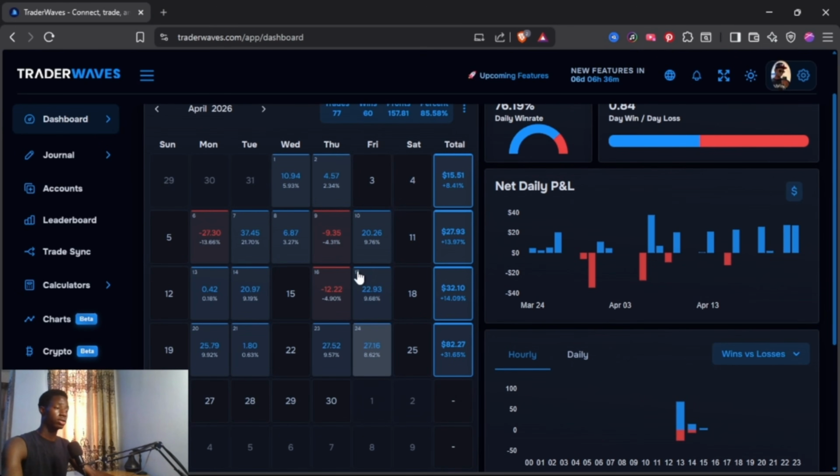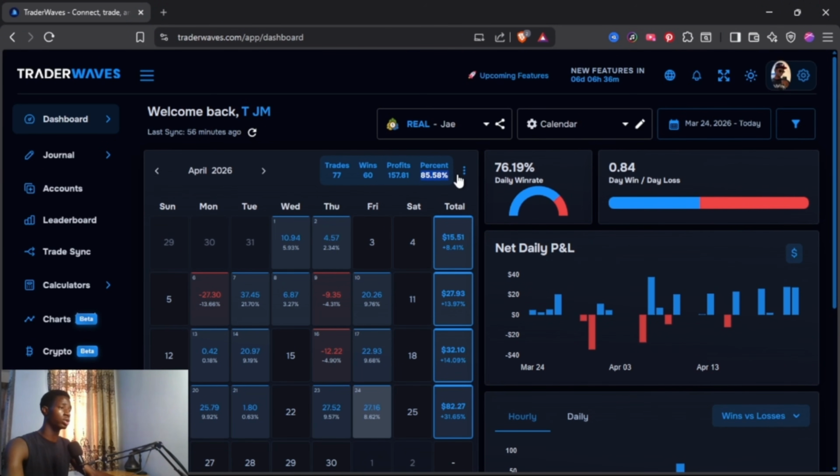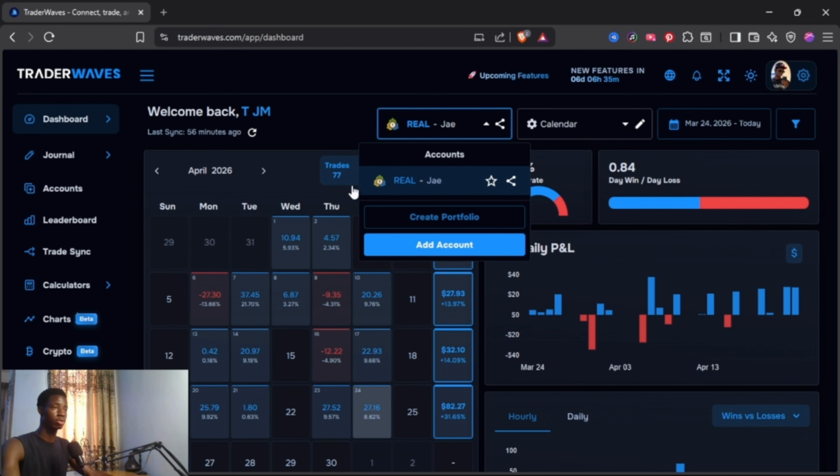That was it for this week. Crazy enough, it's actually the best week I've had this month. As you can see, we're up 31% on this account, and in this month in total, we're up 85%. This is actually the best month I've had on this trading account. And as you can see, it's a real life account. It's synced to my MT5.